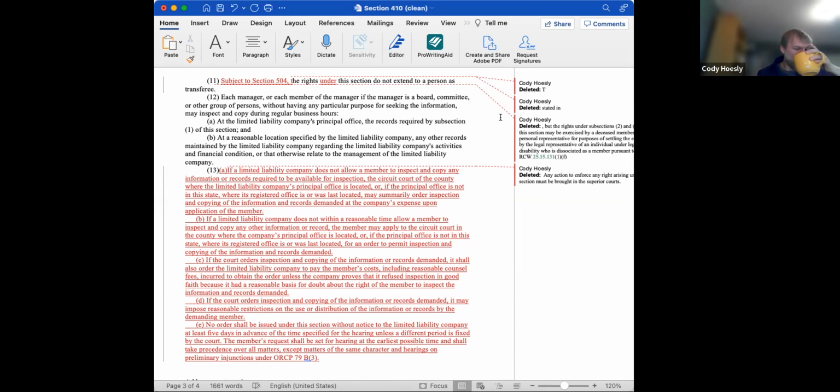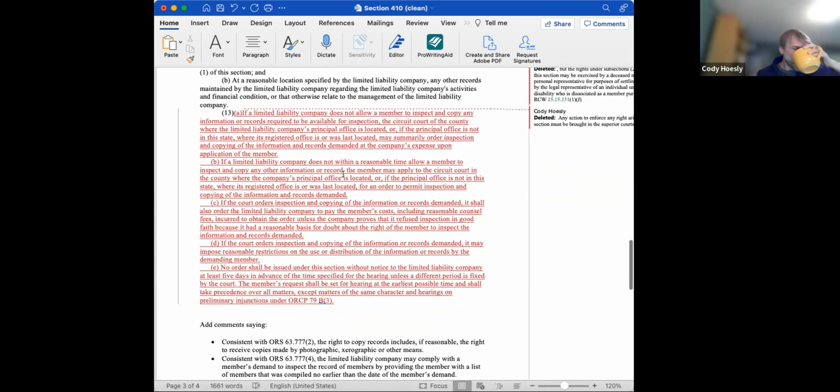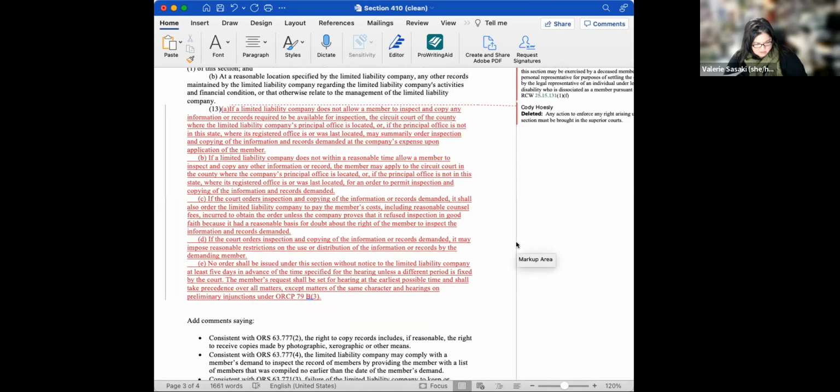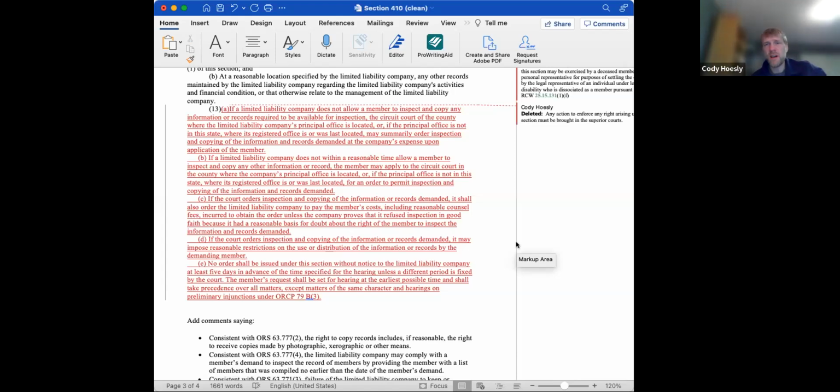Okay, and then 13 is ORS, right? Yeah, that's ORS 63.781. And the change from that statute is that the statute talks about records, but here, whenever it talks about records, we've added information or, since ROLCA and RCW talk about information or records. So just keep it consistent. Yeah, that makes sense to me.